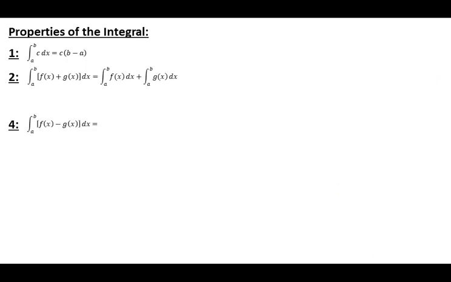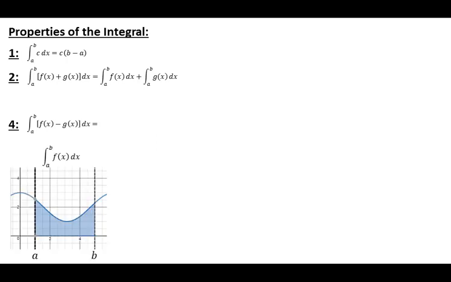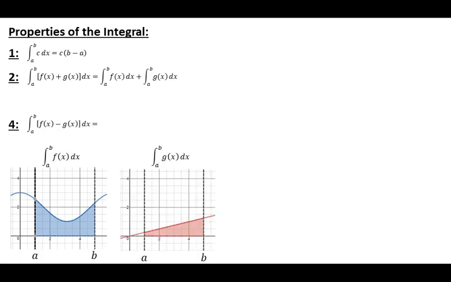All right, we're going to skip down to property 4 now because it's similar, and we're just using subtraction instead of addition here. So say we have our function f of x here, and this blue shaded region represents the integral of it from a to b. And we have our g of x function where the red shaded area represents its integral from a to b.